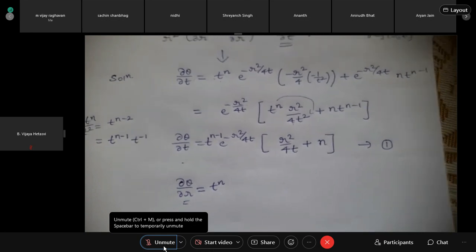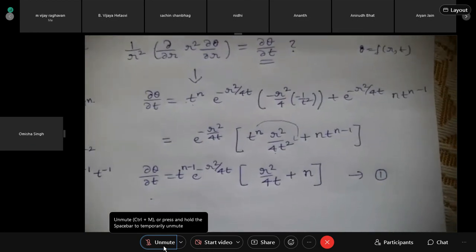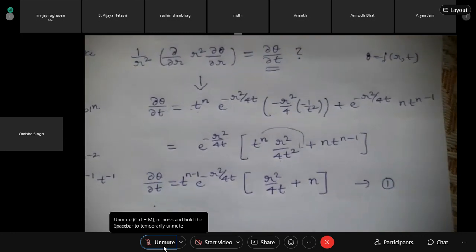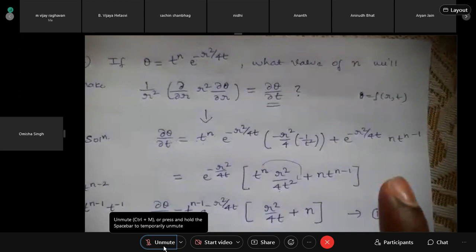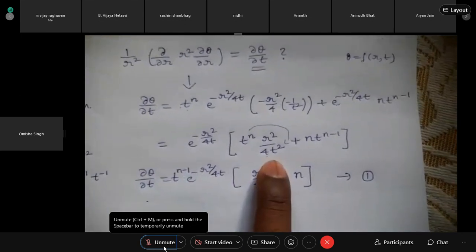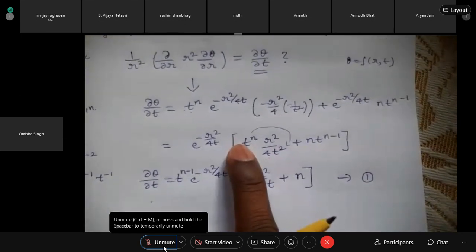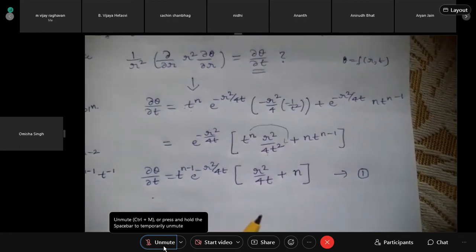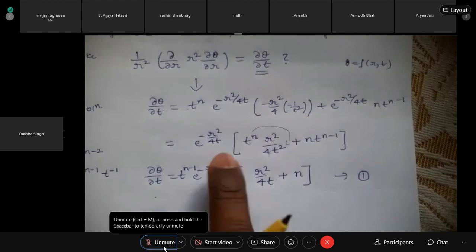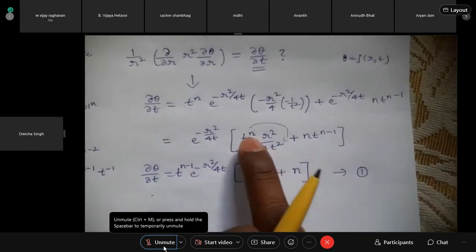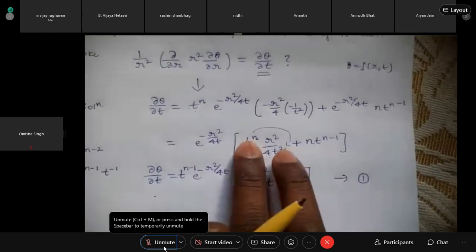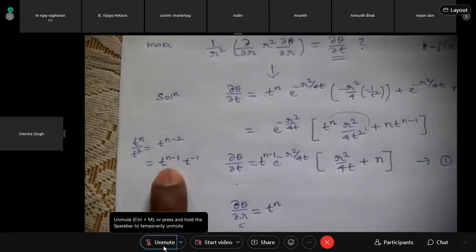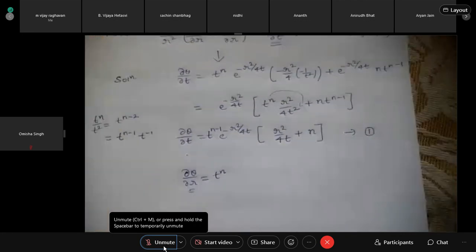I have a doubt. In differentiating dou theta by dou t, in the second step, when we take t to the power n inside... Any confusion? No, I have not taken this inside. I have just used the law of indices. It is t power n divided by t square. That step I have shown here.